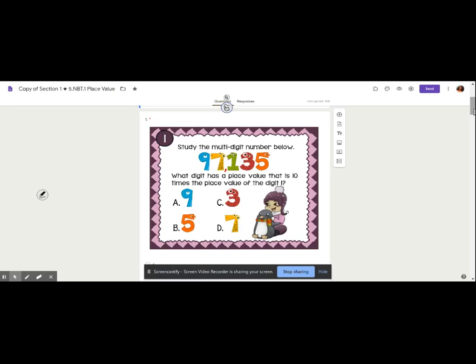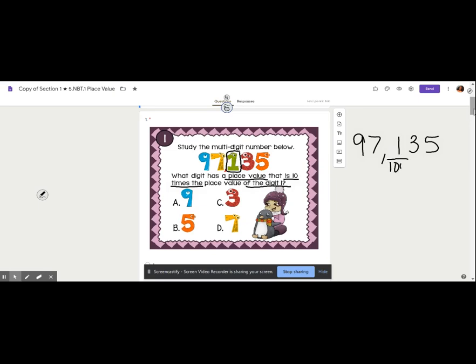First question says, study the multi-digit number below. That number is 97,135. Now, the question says, what digit has a place value that is 10 times the place value of the digit 1? So what that means is I'm focusing on this digit. Which place value has a place value that is 10 times that digit? So what I want to do is just rewrite my problem.